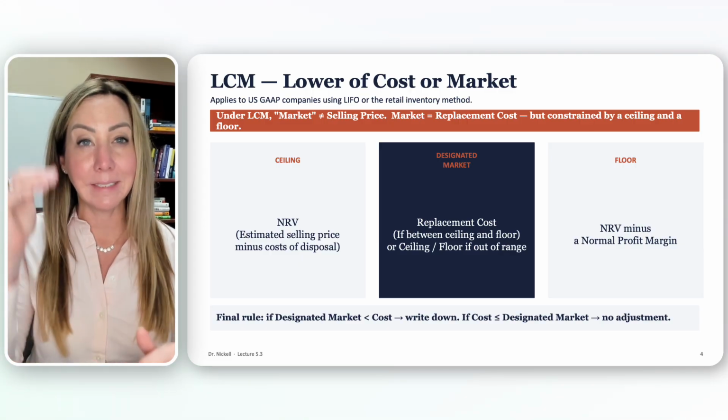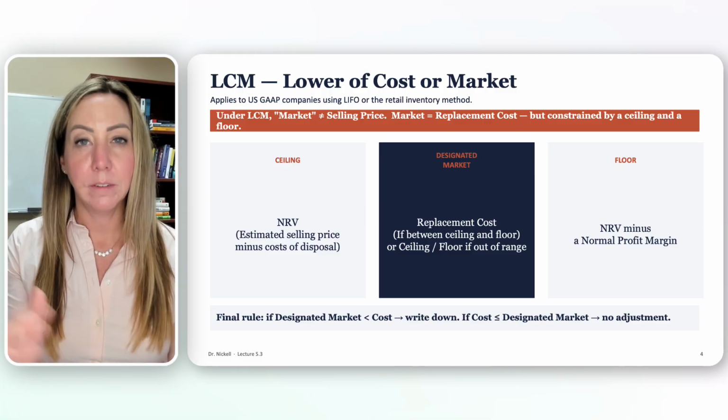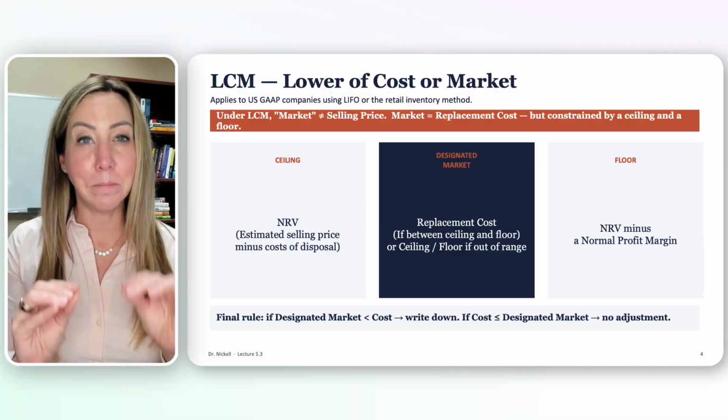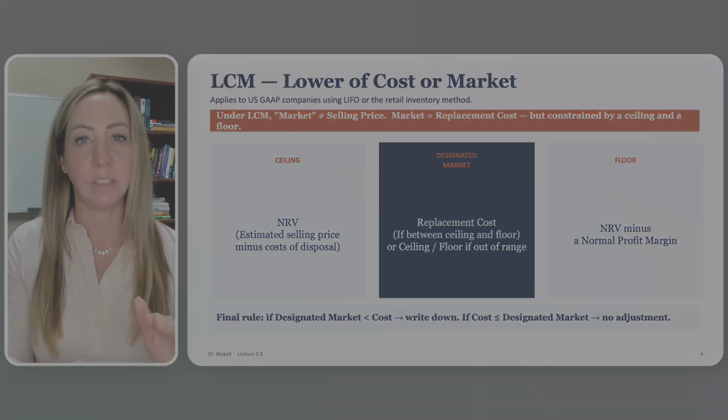If replacement cost exceeds the ceiling, use the ceiling. If it falls below the floor, use the floor. Final comparison: if designated market is lower than cost, write down to designated market. If cost is lower, no adjustment.